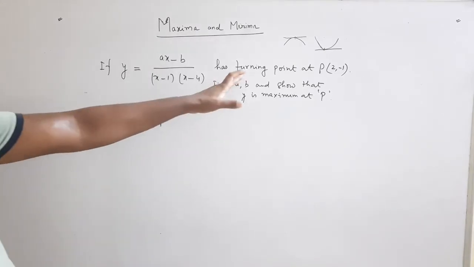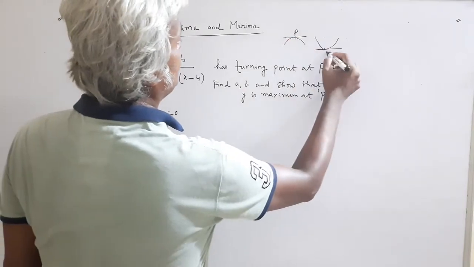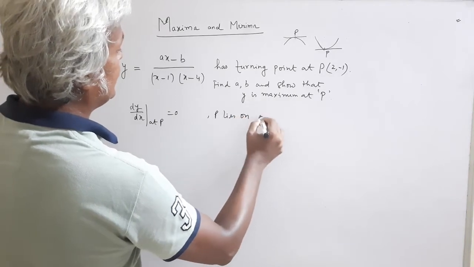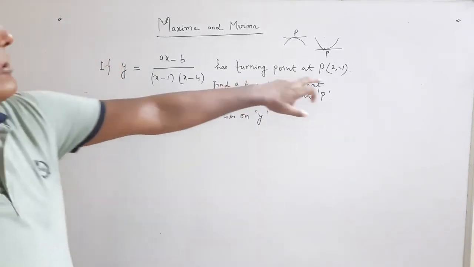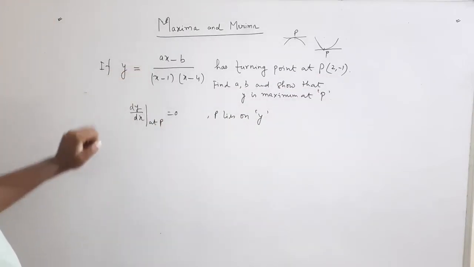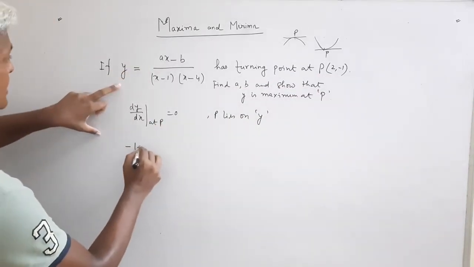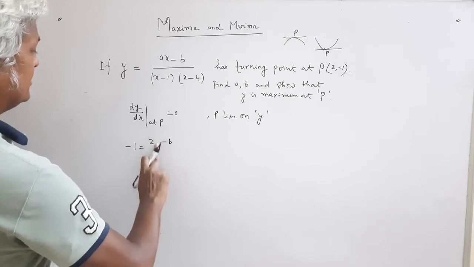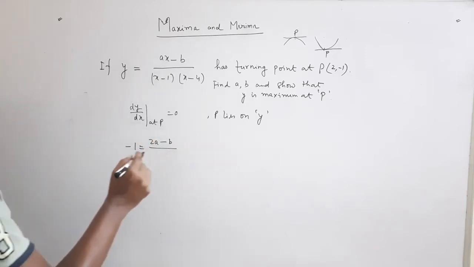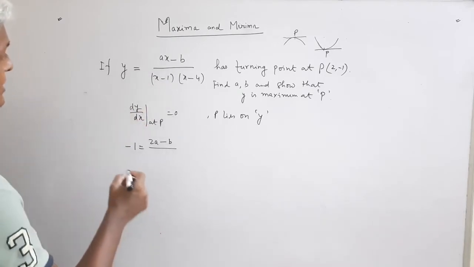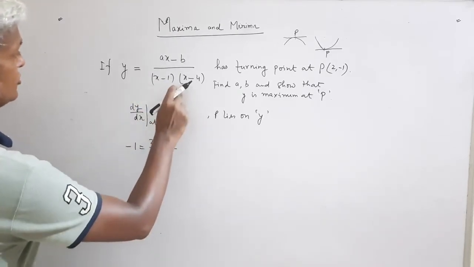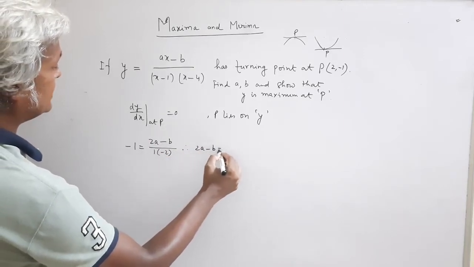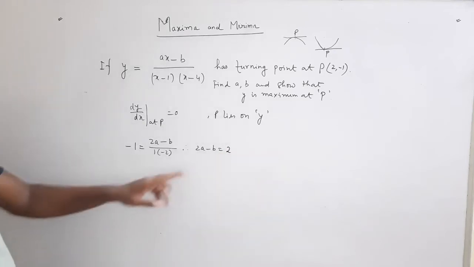Another condition is that this point P lies on the curve y. So the coordinates of P, that is (2, minus 1), will satisfy the equation. So it goes like minus 1 is (2a minus b) over, I have to put the value of x as 2, so 2 minus 1 is 1, and 2 minus 4 is minus 2. Therefore you get 2a minus b equals 2. This is your equation number 1.